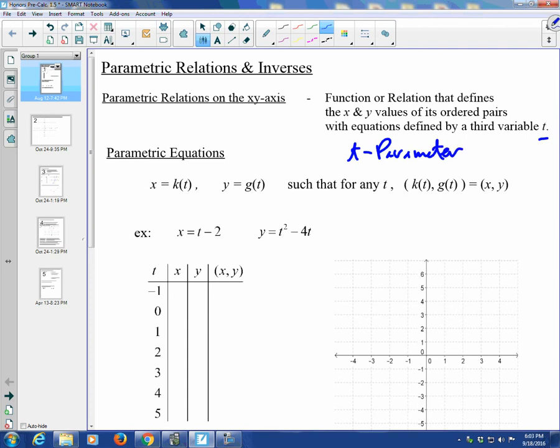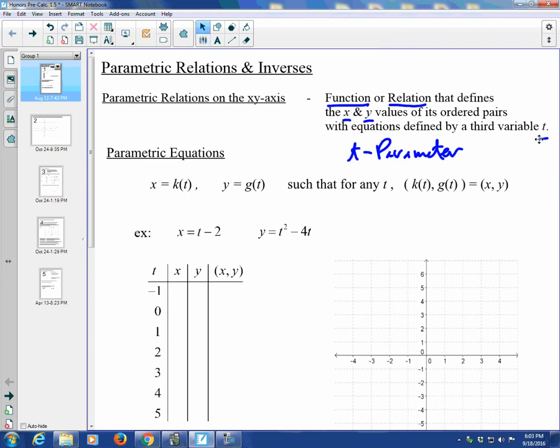Now, in general, what are we talking about here? So we've got either a function or a relation, basically meaning that we could have every x value paired with only one y value for a function, or we could have x values paired with multiple y values for relations, right? So these are going to be graphs that don't necessarily pass the vertical line test.